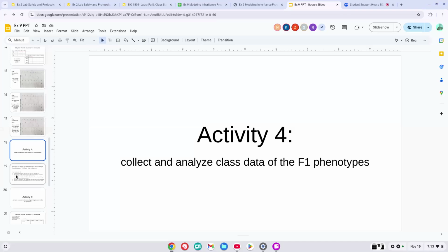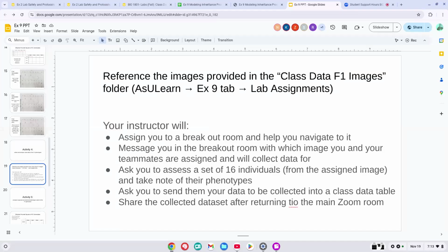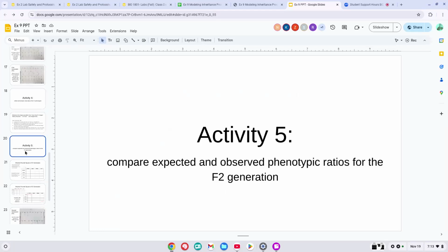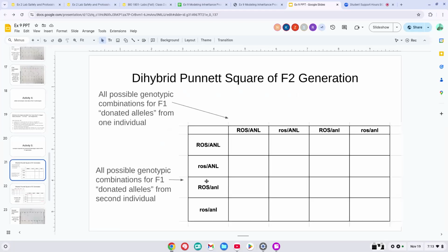Let's keep going. So now that you've got that data in for the F1 images, I'm going to have you shift into looking at the next generation. So activity 5. You're going to compare your expected and observed phenotypic ratios for the F2 generation. Again, that's another dihybrid Punnett square where you're writing these genotypes out in a cross-reference manner.